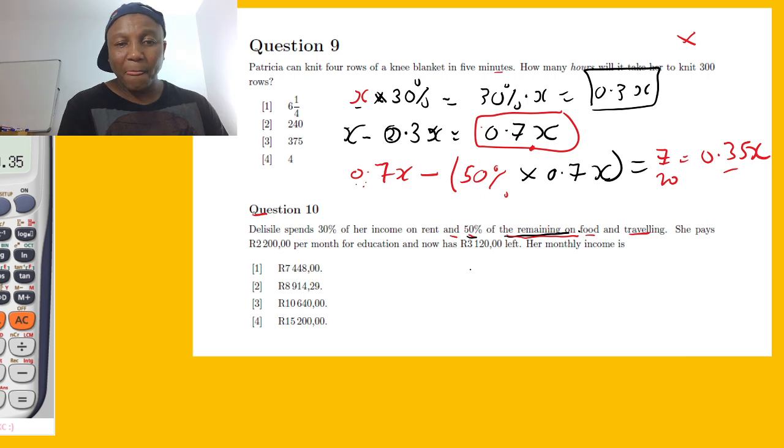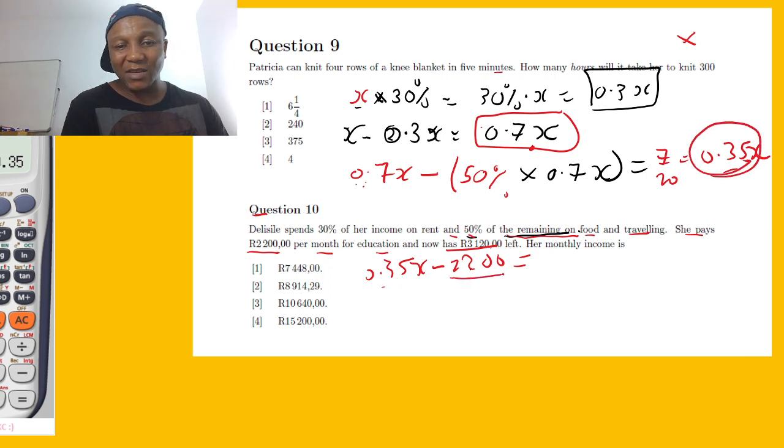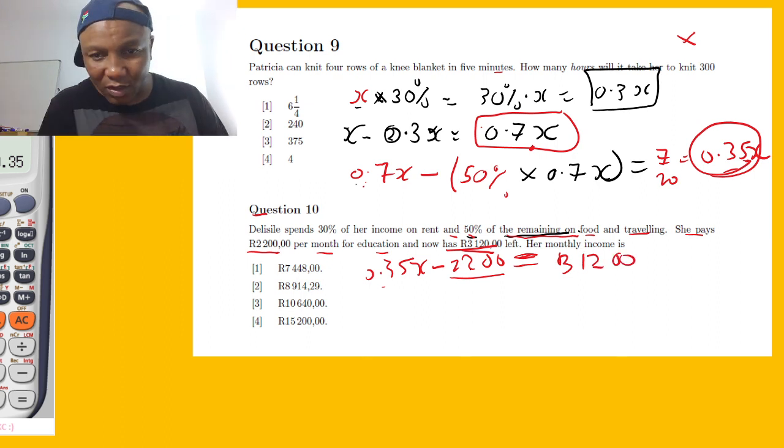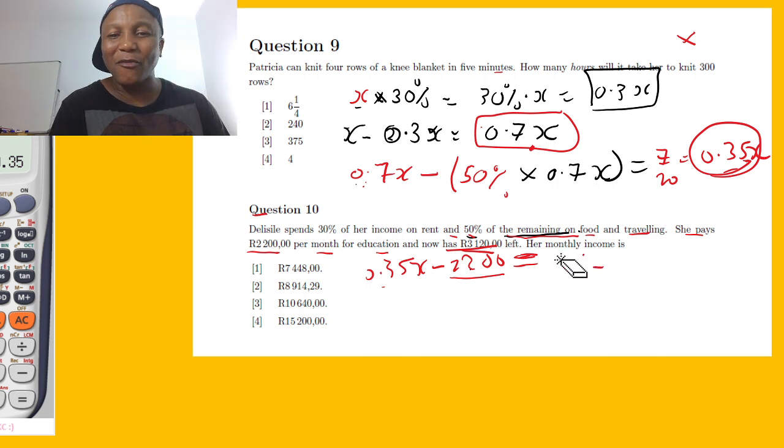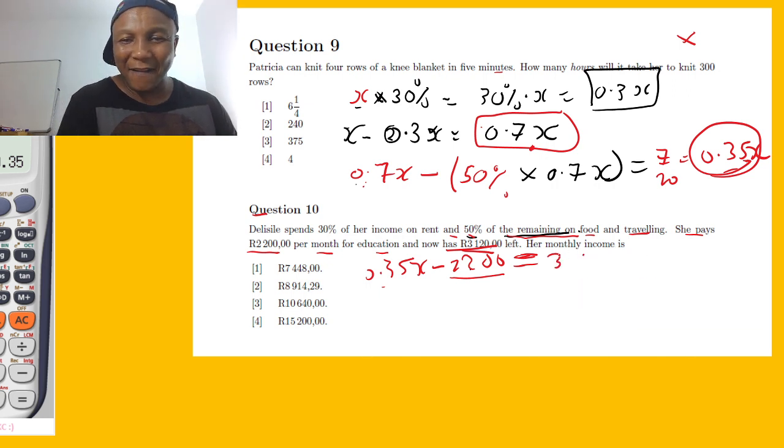So now let's say here she pays 2,000 per month for education. So you're gonna take 0.35x minus what she paid for education, 220, and then now she has that one left. So if you take what she had here after the second day and then she paid that, now she's gonna be left with 3120. So we want to get the value of x.